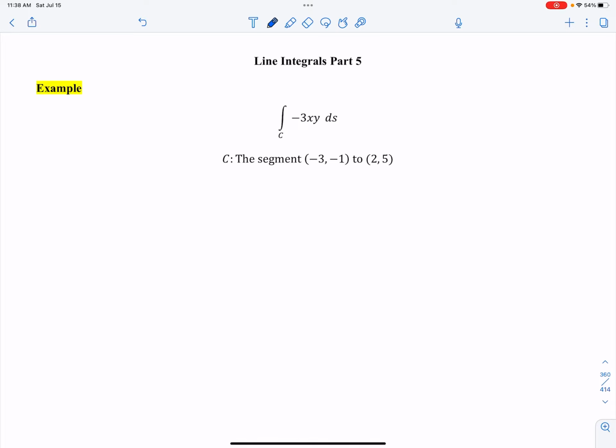In this video, we will continue our discussion of line integrals by working another example. We have that line integral. The path is the segment. This is a line, right? It's a straight line from (-3, -1) to (2, 5).